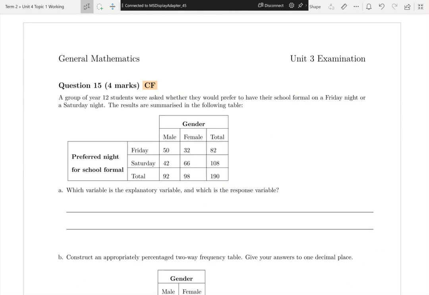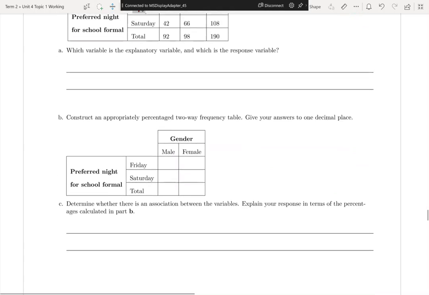A group of year 12 students was asked whether they prefer to have their high school formal on a Friday night or a Saturday, and these are the results. We're talking about explanatory variables, response variables again, which means this is bivariate data. The reason I'm breaking it down like this is so that you know, if you get stuck, what chapter to look at. So if you get stuck on this problem, you'd look at chapter 1 and 2, which is all the bivariate data stuff. We do have a breakdown of that in a little bit as well.